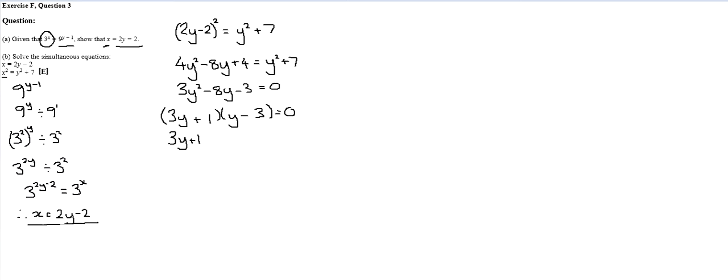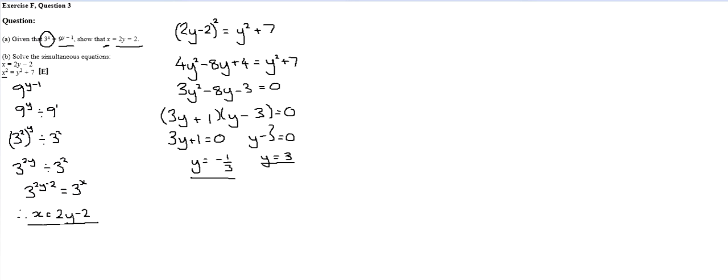So 3y plus 1 is equal to 0. y minus 3 is equal to 0. So y is equal to 3, and I'm going to skip a stage here, so minus 1/3. I just subtracted the 1 then divided by 3. Okay, but we're solving. We still have to find the x values.